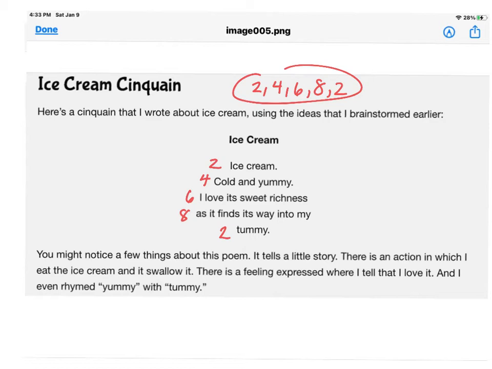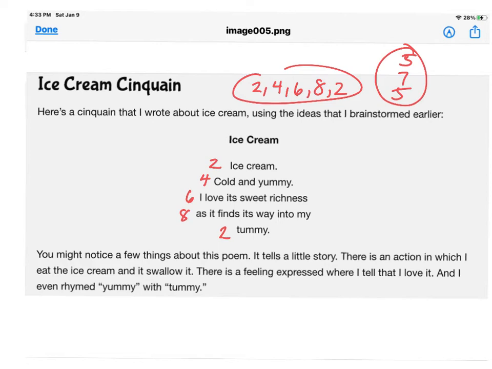All right, you guys got good at counting the syllables when we did the haiku. Do you remember that the haiku was 5, 7, 5 for those, wasn't it? So ice cream. So I have that one done. And then for my 4-syllable one, I say cold and yummy. So that's 4. For 6, I say, I love its sweet richness.